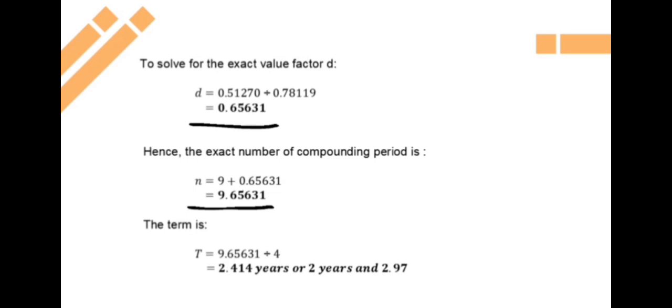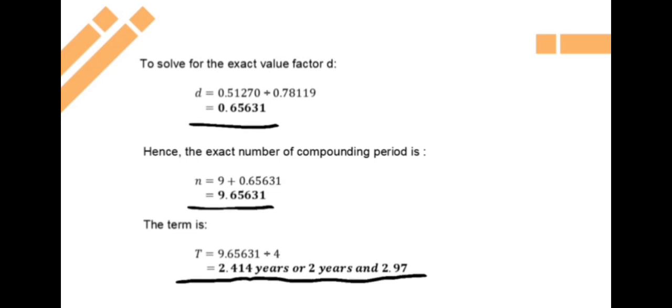So, since the frequency of conversion is 4, because this is quarterly, ang N natin, gaya ng sinabi sa procedure 5, we will divide it into 4. So, 9.65631 divided by 4 is equal to 2.414. So, ito na yung magiging term natin. So, 2.414 years, or 2 years and 2.97. So, ito na yung term na hinahanap natin.